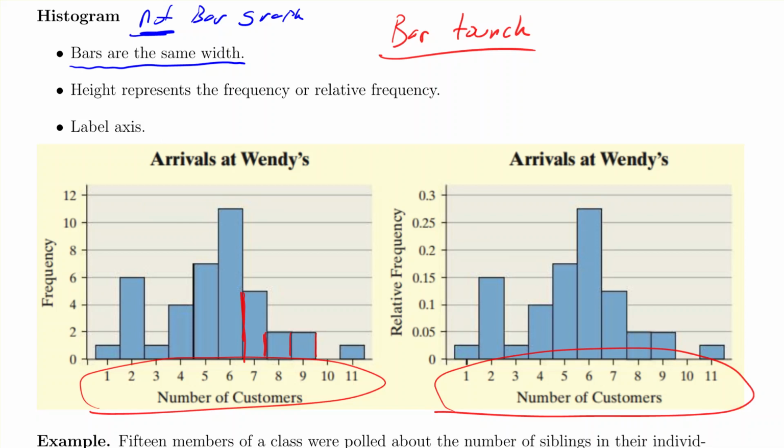Okay. And it also shows gaps. If you can tell, this one doesn't touch, which means that there is no customer of 10. But customers 5 and 6 are right next to each other, so that's why they touch.